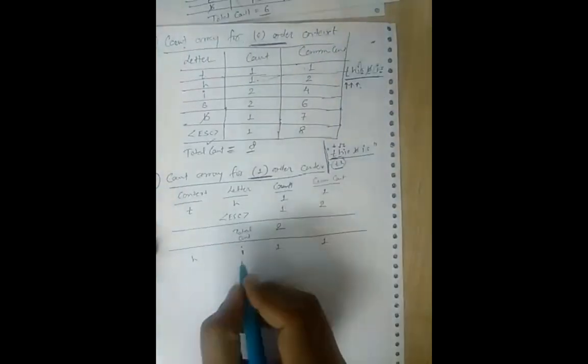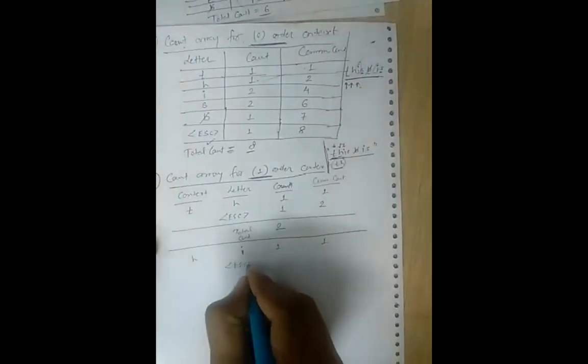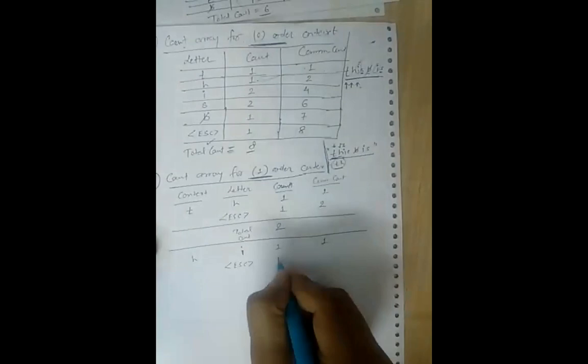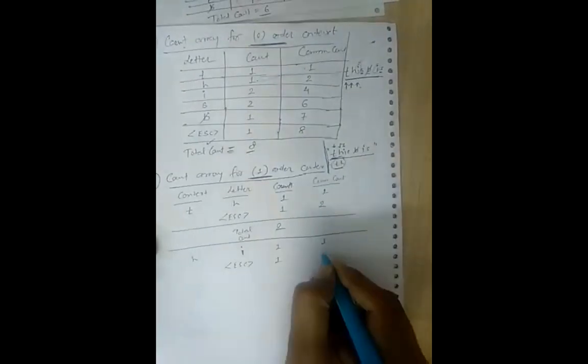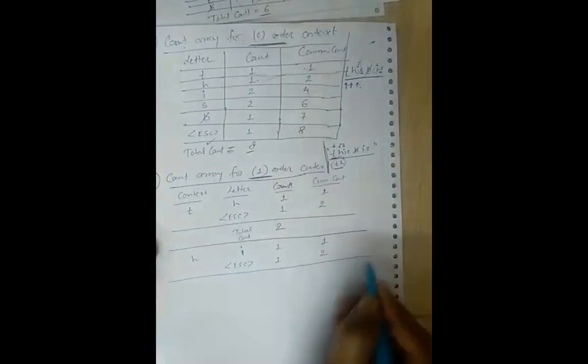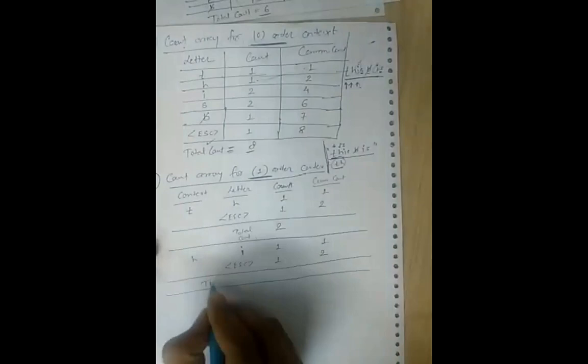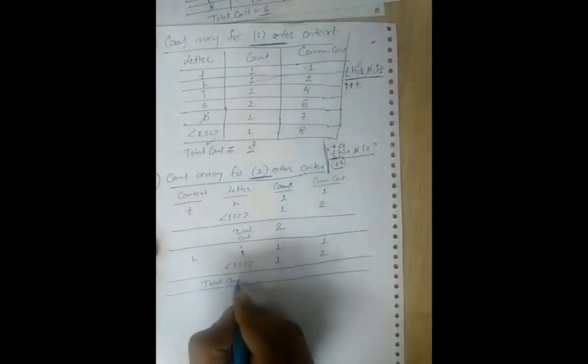For each and every symbol I can figure out one new symbol because a new context has been generated. Therefore I need to add an escape sequence here with count 1 and cumulative count 2. After that, figure out the total count again. So over here the total count will become 2.